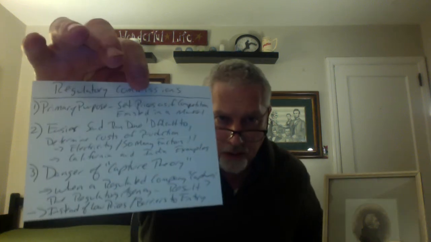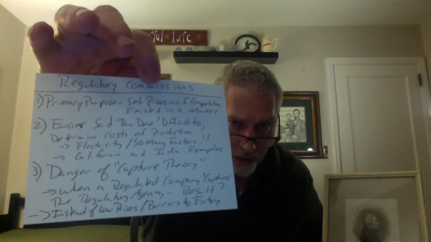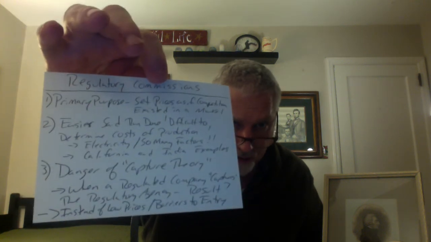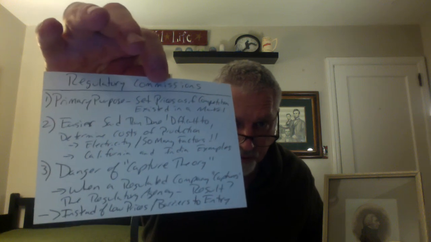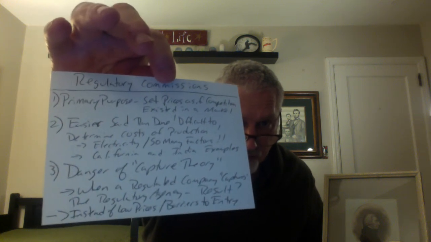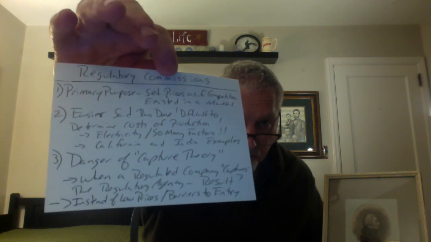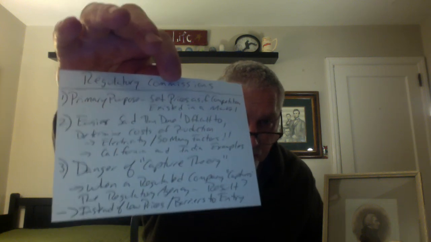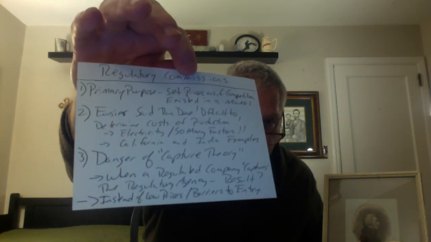So just to review, you have these regulatory commissions with the primary purpose of setting prices as if competition existed. The problem is it's easier said than done. It's very difficult to determine sometimes what the actual costs of production are. And so he gives the example of the difficulty in both California and India of setting electricity prices because there are so many factors.